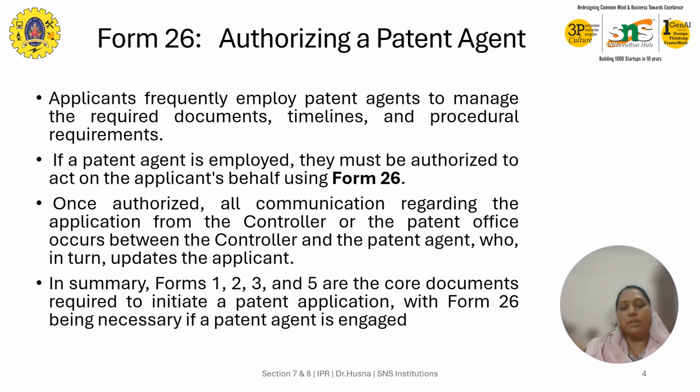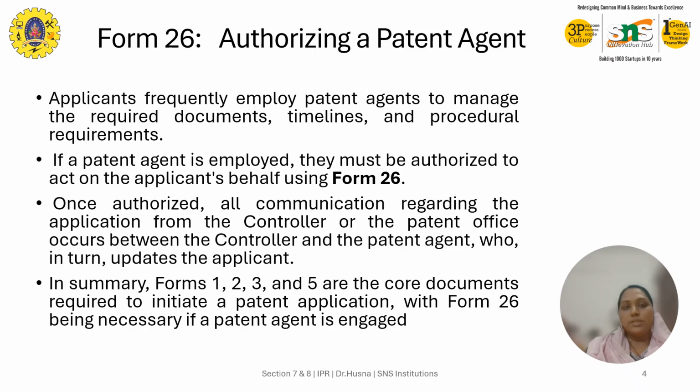Patent filing involves multiple procedures, deadlines, and technical communication with the controller. Applicants often rely on a certified agent to draft the specification, file responses, handle office actions, manage deadlines, and communicate with the controllers. Since the agent acts on behalf of the applicant, the patent office requires a signed authorization, and that is exactly what Form 26 provides. Without Form 26, the agent cannot legally represent the applicant.